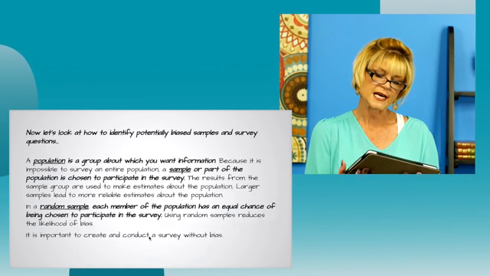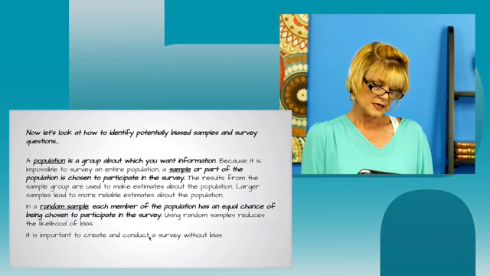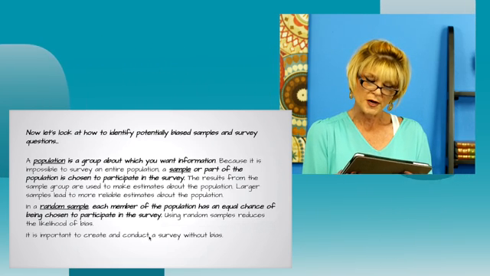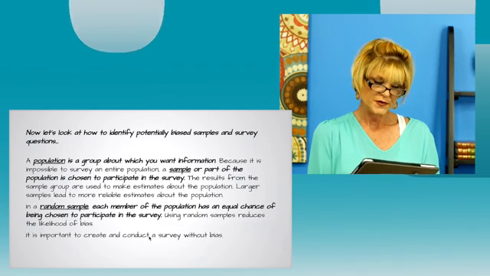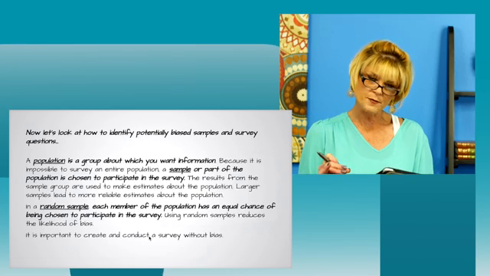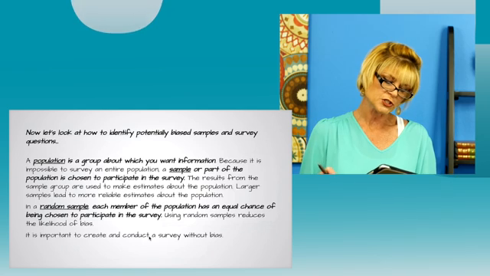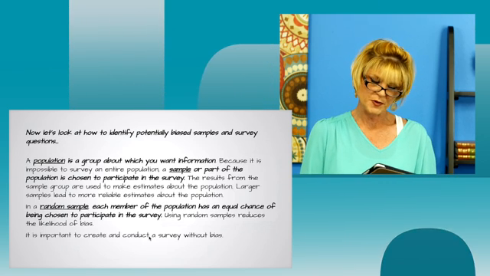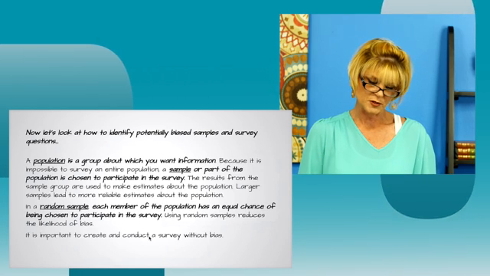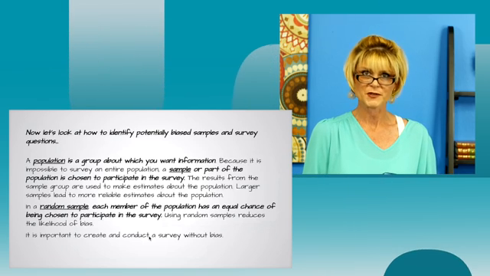So now let's look at how to identify potentially biased samples and survey questions. Now, here's another definition that you might want to jot down. A population is a group about which you want information. Now, because it's impossible to survey an entire population, a sample, and that's another key term you want to write down there, a sample or part of the population is chosen to participate in the survey. The results from the sample group are used to make estimates about the population. And larger samples lead to more reliable estimates about the population.